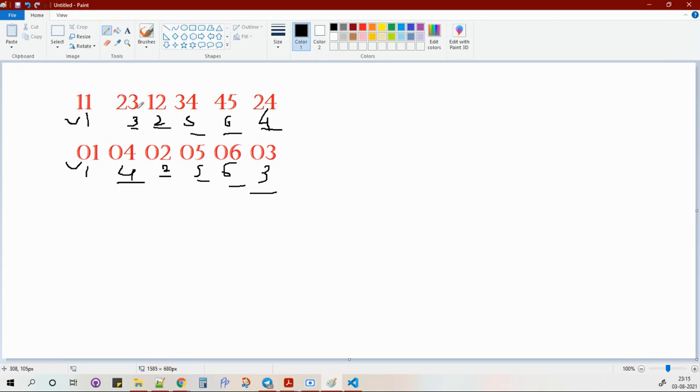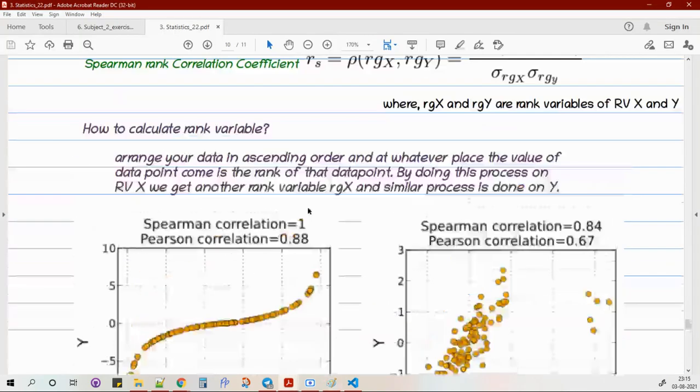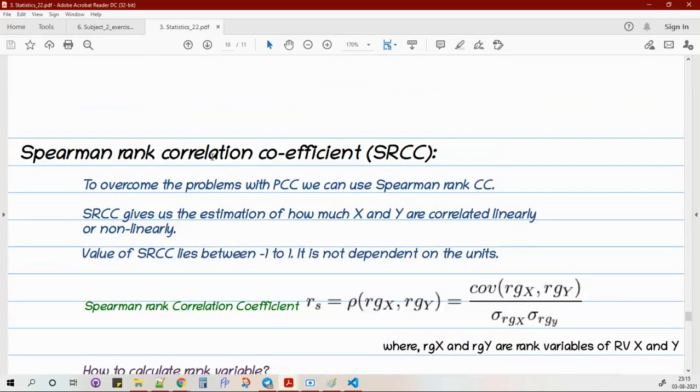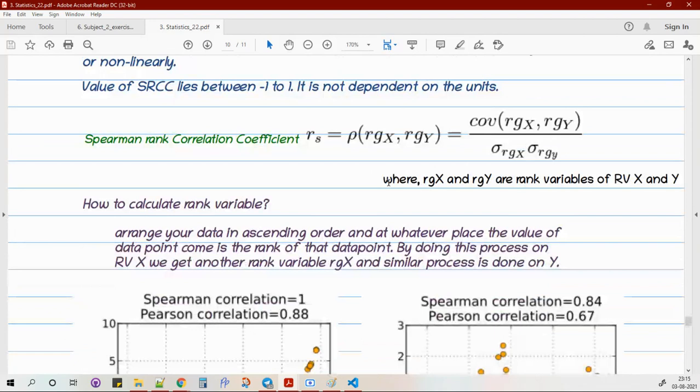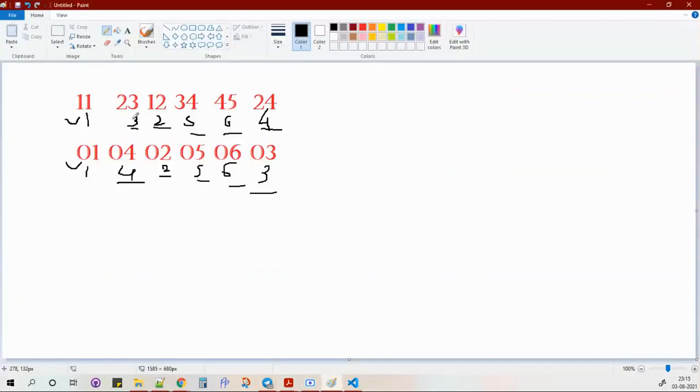Just kick out all the data, don't look at the data, just take the rank out of it and see if the ranks are matching, right? That's the whole idea behind the Spearman rank correlation coefficient. So it's rank correlation, not data correlation, right? What we are doing is we take the ranks: rgx and rgy are nothing but the rank variables for rvx and rvy that we just calculated.